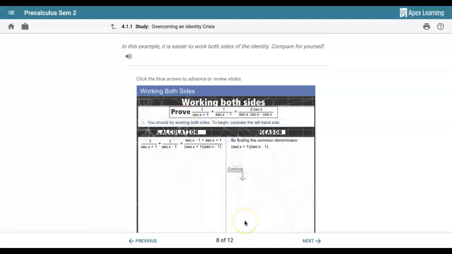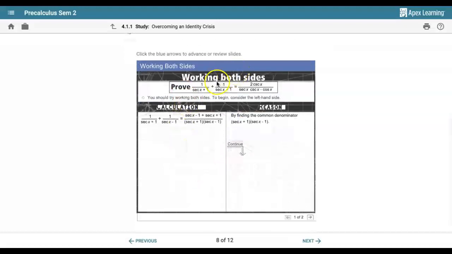When we're dealing with this, we have to find a common denominator between both of the factors on the left-hand side. So we multiply so we have that common denominator. Once we've got the common denominator, we add our numerators together, and this is the expression that we are left with: secant x minus 1 plus secant x plus 1. Then we can simplify our numerator and our denominator.